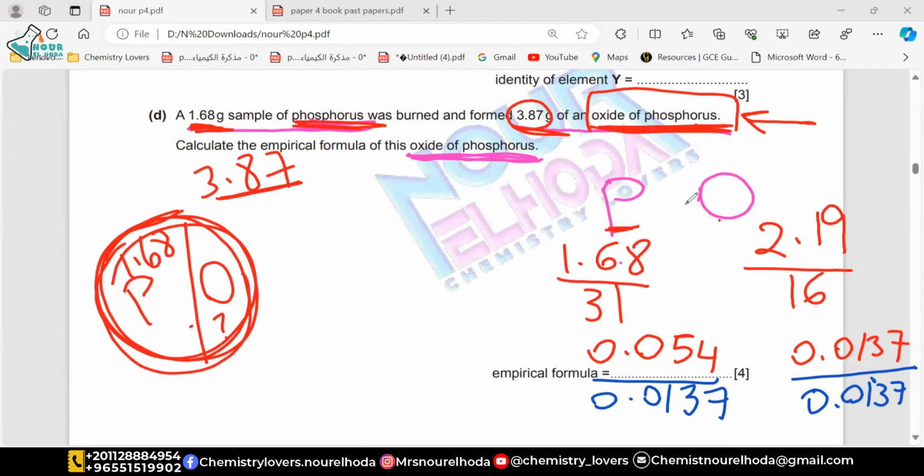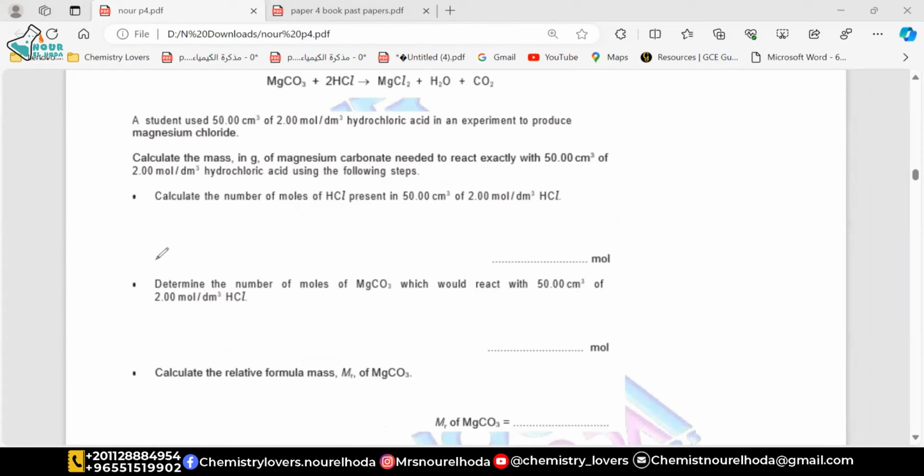Correct. Can we do one with the empirical formula? Yes, sure, we can. Or do you mean with the molecular one? I think you mean the molecular one. The empirical one we did, it's the same. You just write the mass here and the mass here, then you divide by the Mr, and then you divide by the smallest.